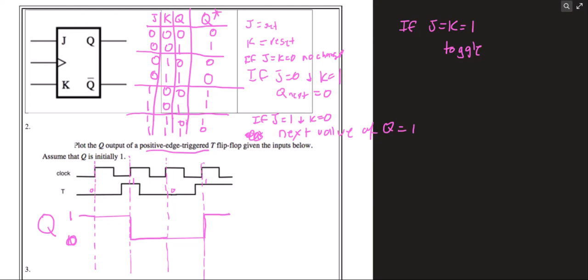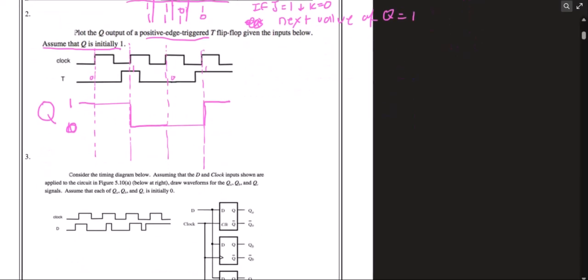Why did it start at 1? That has to be given, and so it said assume Q is initially 1. So that information has to be provided. If it's not provided, like let's say this was a test question, I would assume 0, but I would write assume Q starts at 0. But it should be given, just in case someone forgets.